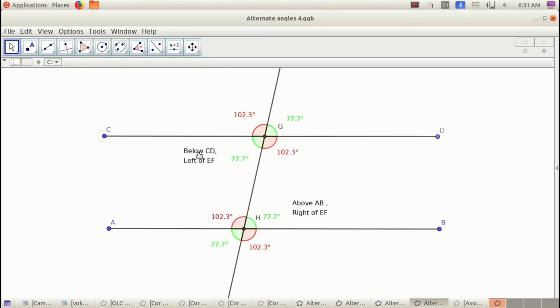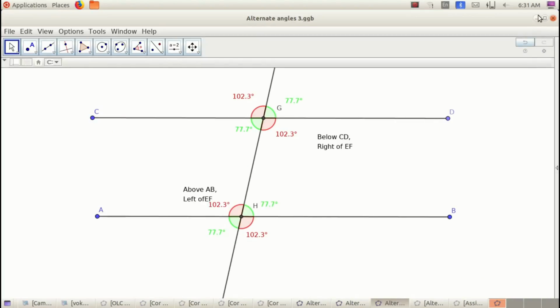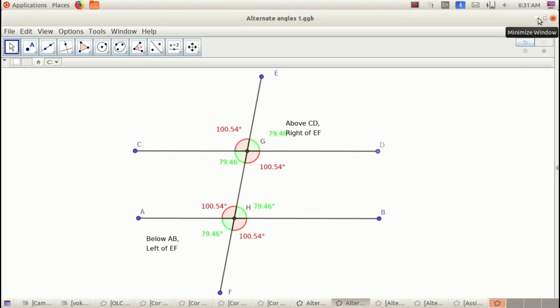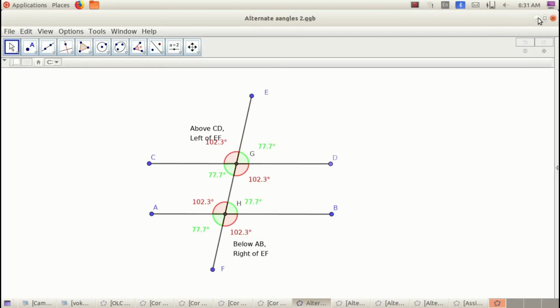One more pair: below CD, below parallel line and left side of EF. Above parallel line and right side of crossing line. EF means crossing line. Okay. Then how many pairs of this type did we get? 4. 1, 2, 3, 4. All these 4 angle pairs are in reverse position.